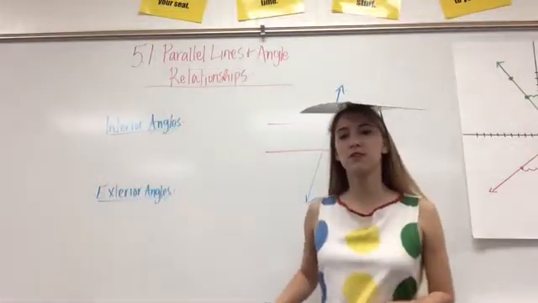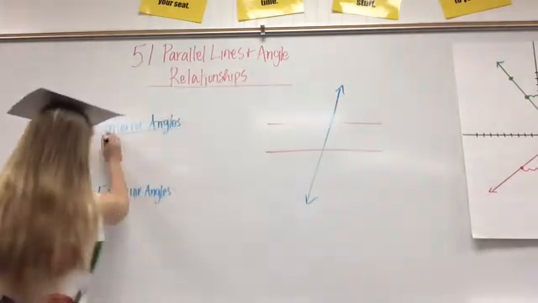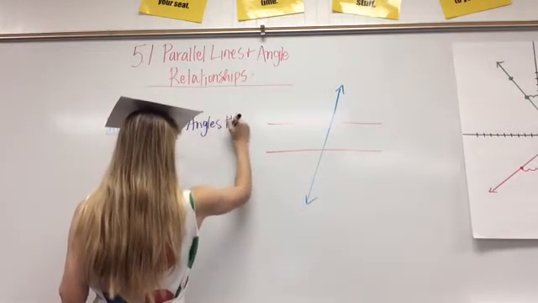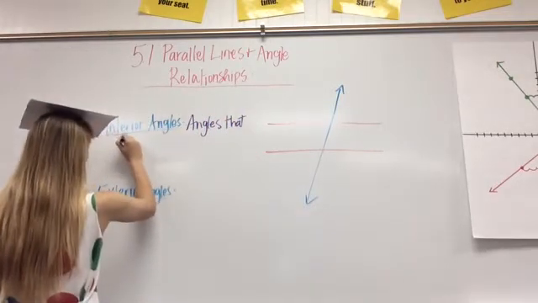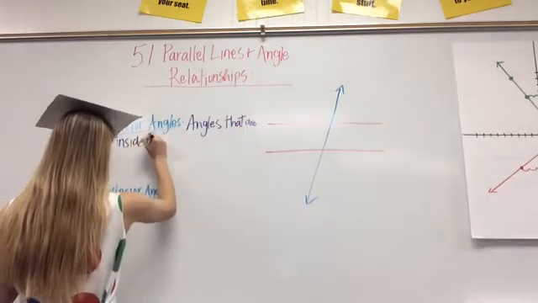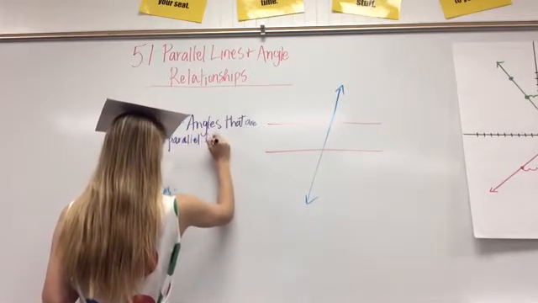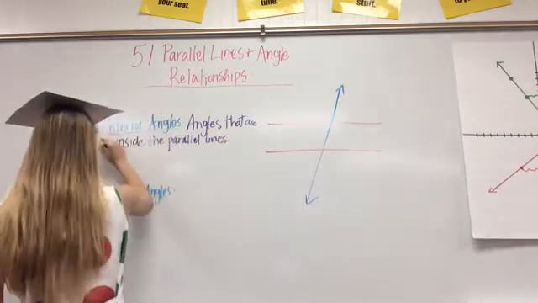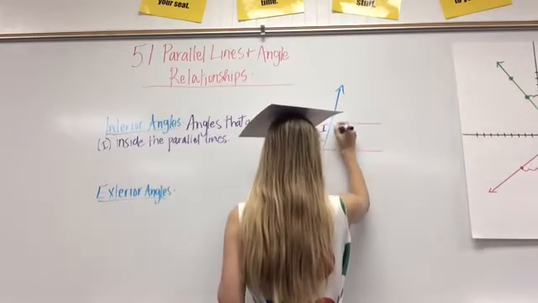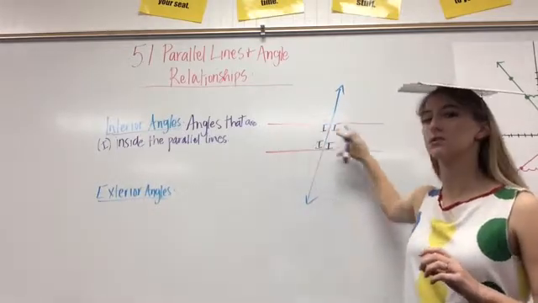Okay, next we've got two more definitions, interior angles and exterior angles. You can probably guess by the first two letters. Interior angles are the angles that are inside the parallel lines. So I'm going to go ahead and label these with an I. As you can see, these are all inside these two parallel lines right here.